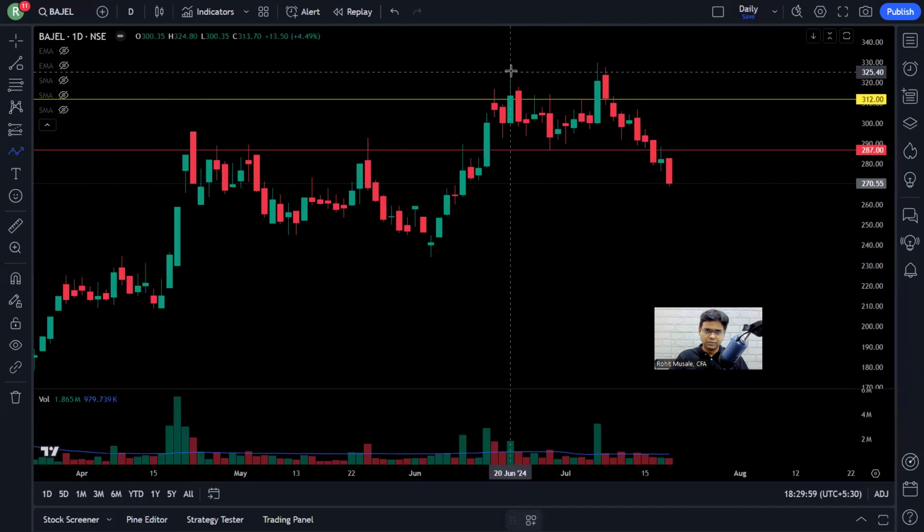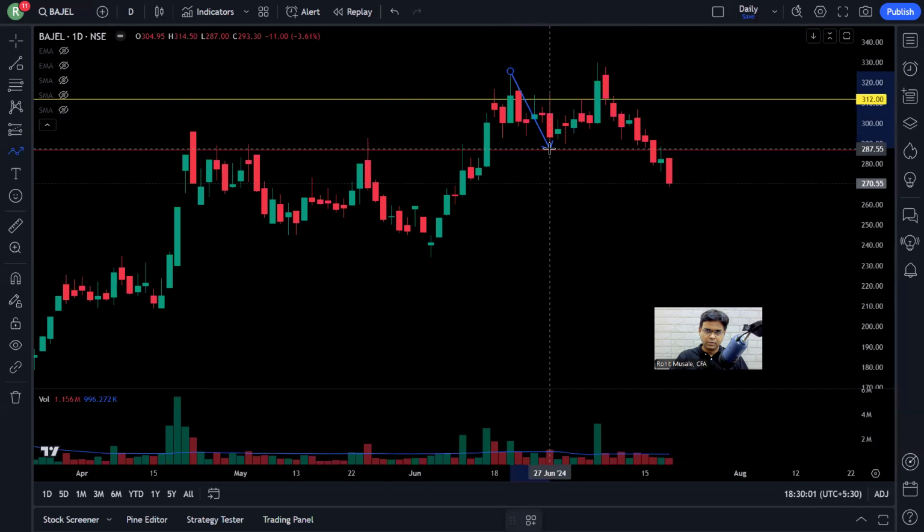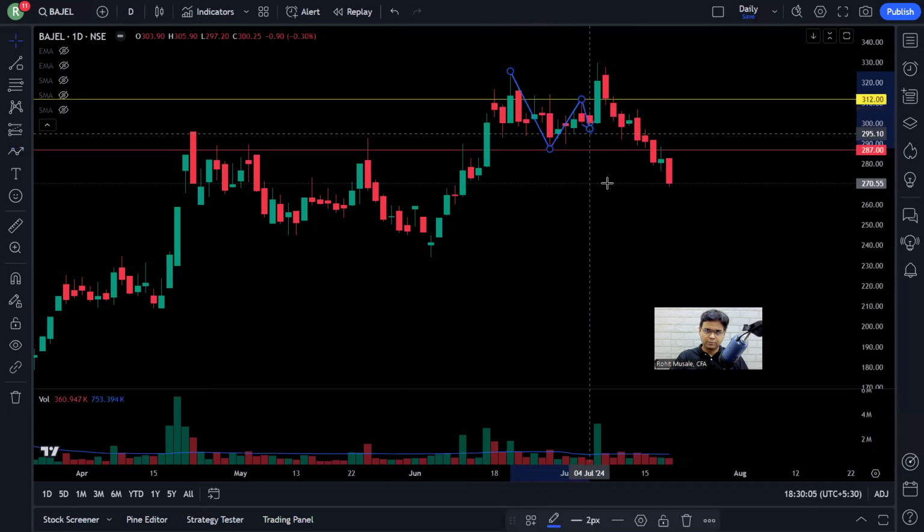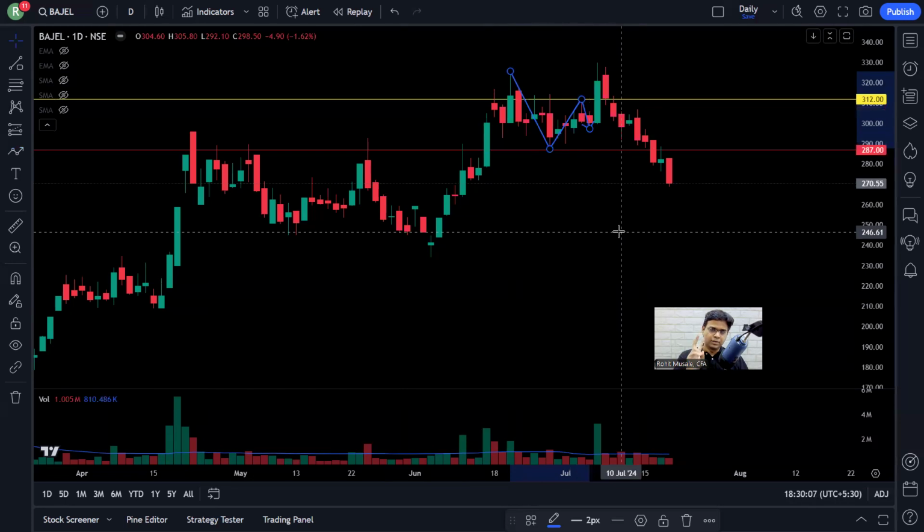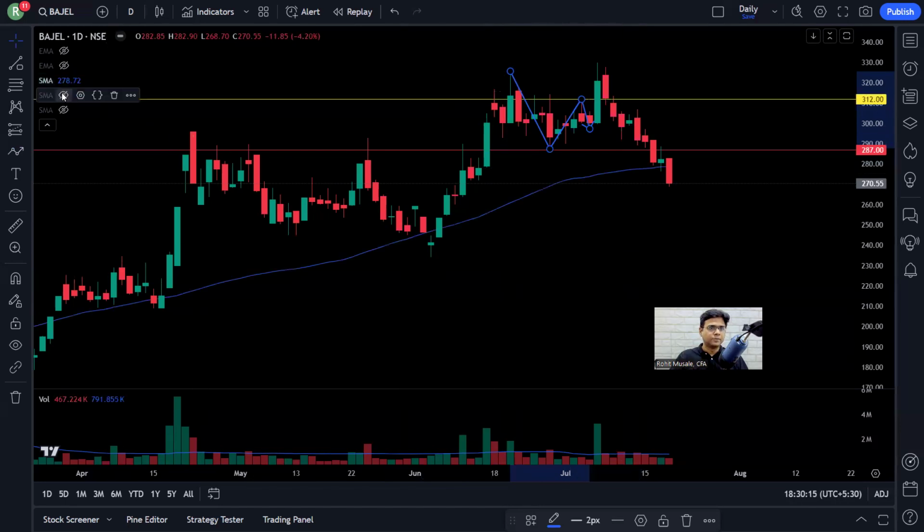So if I take this tool, 1, 2, 3, and 4. So there are 2 contractions in the base, 4 points in the base, 10 candles in the base, which means 2 weeks of consolidation.